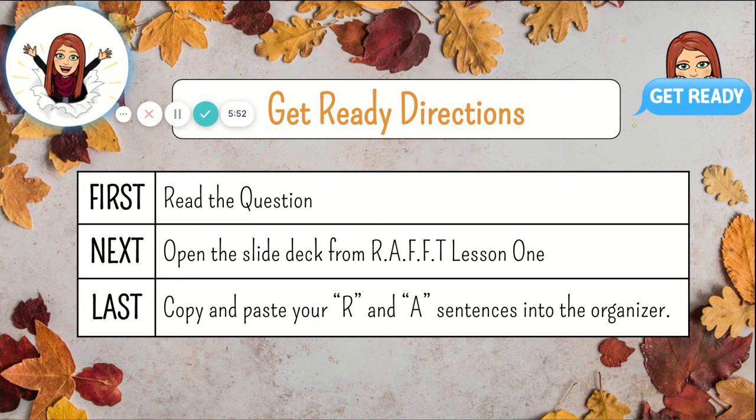So first, we need to get ready. You're going to read the question that you've been given. This question is one that you worked with last week, so we're going to work on building that paragraph. The question that we're going to use this week is, should TikTok be used in school? My suggestion is go back to your RAFFT lesson 1 slide deck and copy and paste your R and A sentences into our new organizer this week so we don't have to rewrite them.